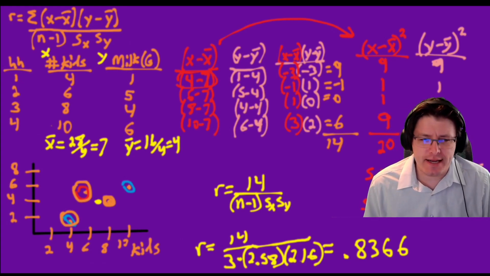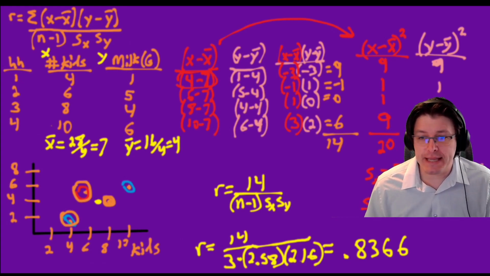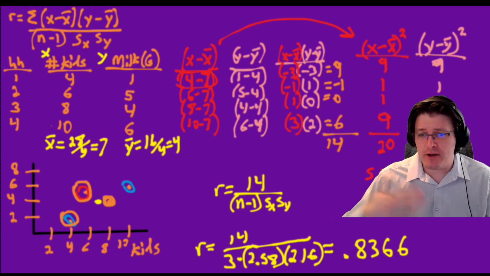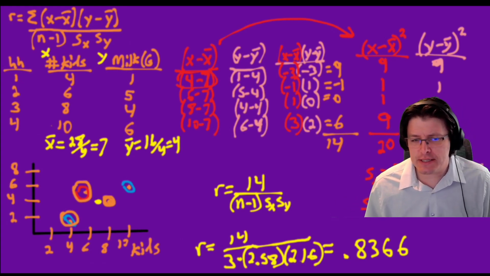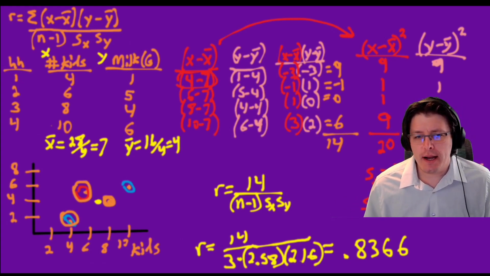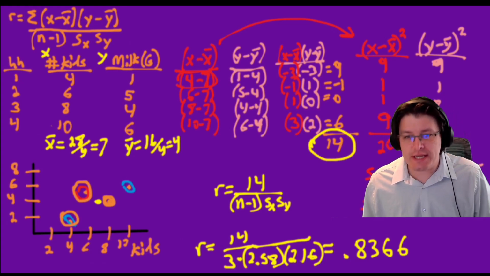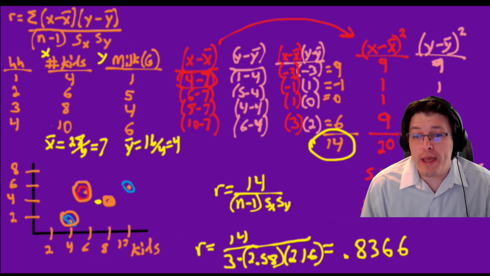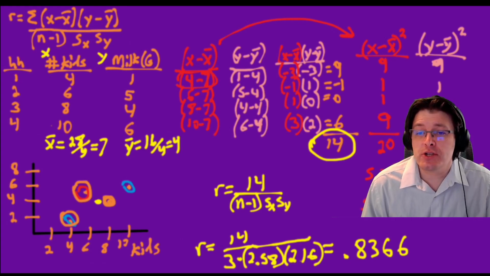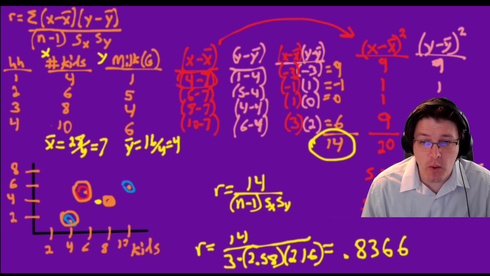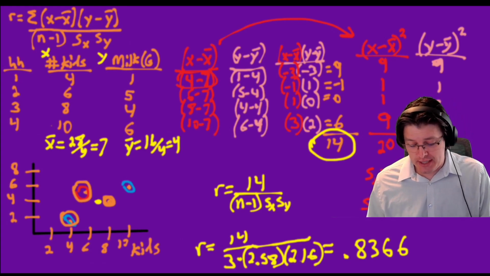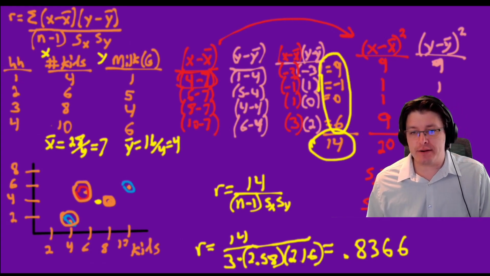Again, I've made this data up, but that's how we might report it. We might say 0.84 or 0.8366. A couple things to note. Maybe I should have mentioned this along the way, but the moment we get 14 here, we know we have a positive correlation, okay? Because that's not a negative number. So the only place a negative can show up in our correlation is when we add these together.